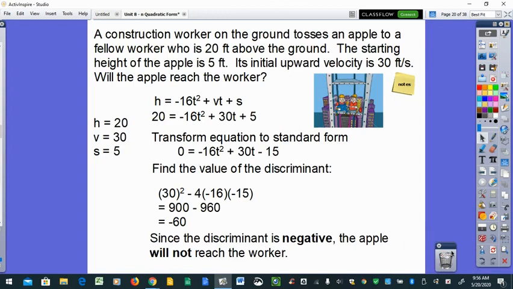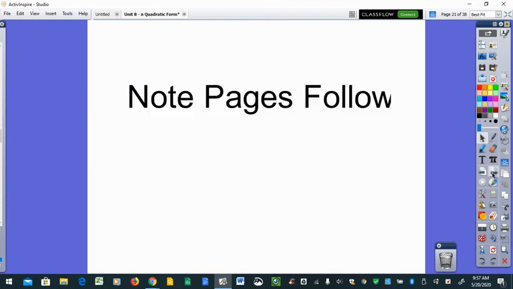So there is kind of the benefit of the discriminant, if that's your question. If it had reached the worker, if the discriminant had been positive or 0, then we could have said, how long will it take? And we could have solved the whole quadratic, and that would have given us the seconds that it would take, or partial seconds, to get to the worker. So the discriminant is a pretty cool thing.